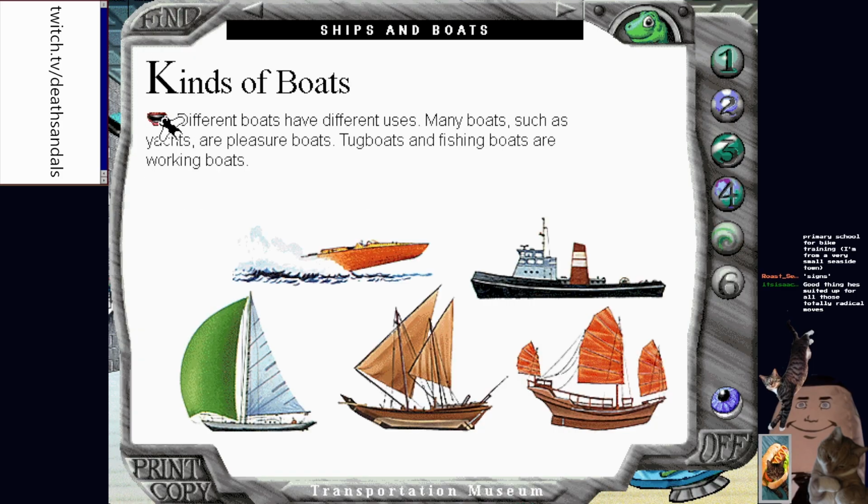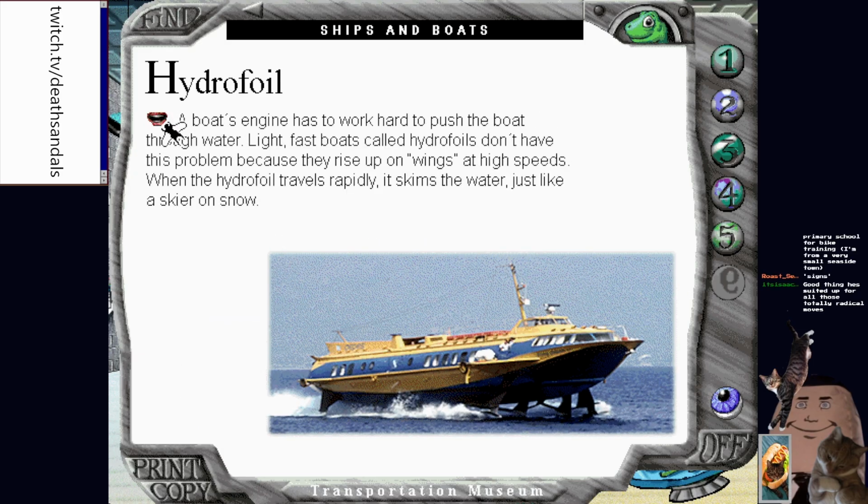Kinds of boats. Different boats have different uses. Can we learn anything about cool conspiracy theories? Hydrofoil. Actually, no. Admittedly, hydrofoils are pretty cool. You don't see them very often anymore. A boat's engine has to work hard to push the boat through the water. Light, fast boats called hydrofoils don't have this problem. Kind of cool though.